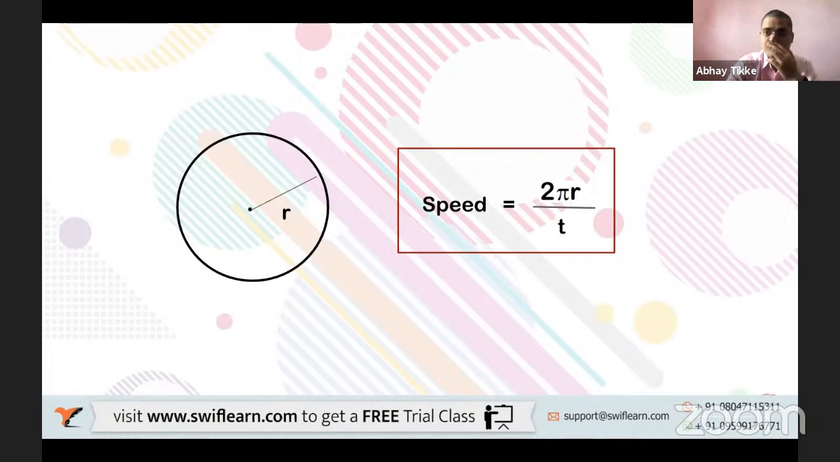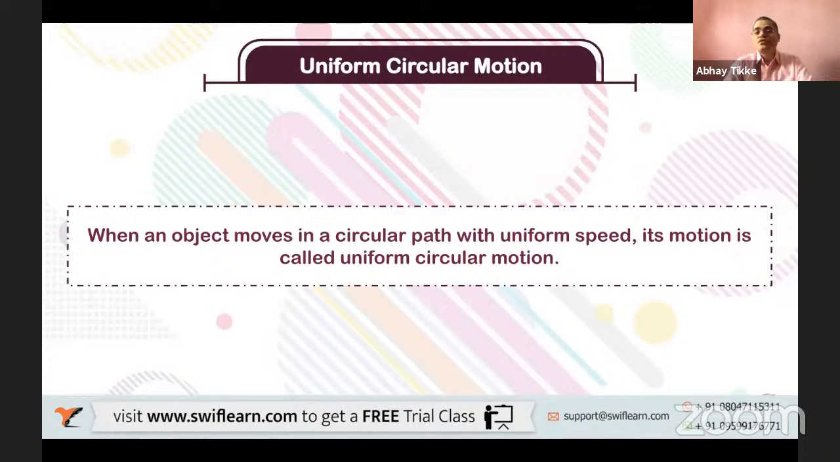Okay, fine. Now let us discuss a very important part of today's session, that is called uniform circular motion. Shortly we call it UCM, right? Uniform circular motion. अब uniform circular motion क्या होता है? Okay, let us start with a practical example. Any practical example for UCM? Anybody? Uniform circular motion, बताइए जल्दी.